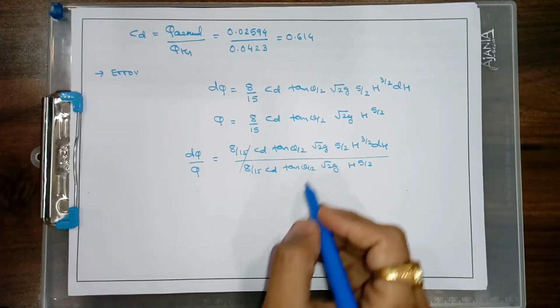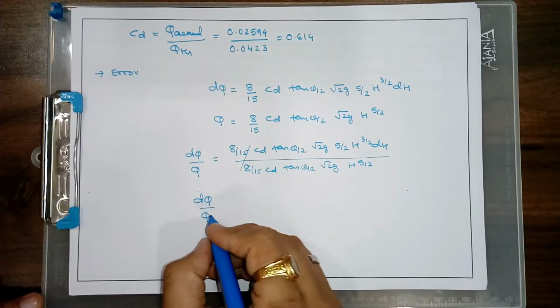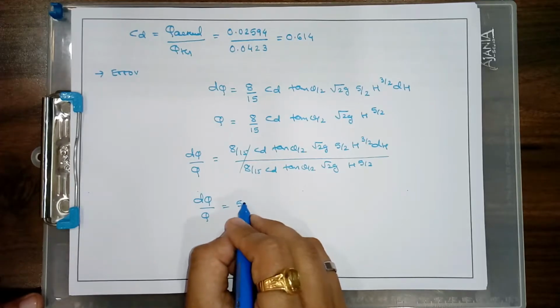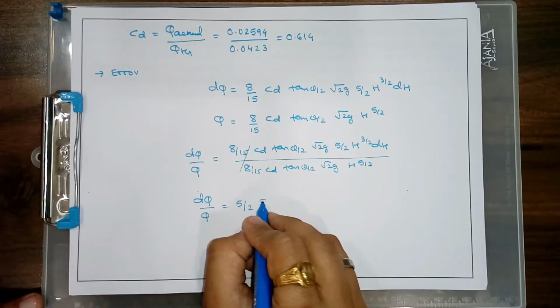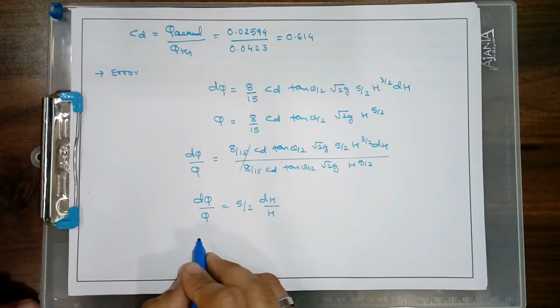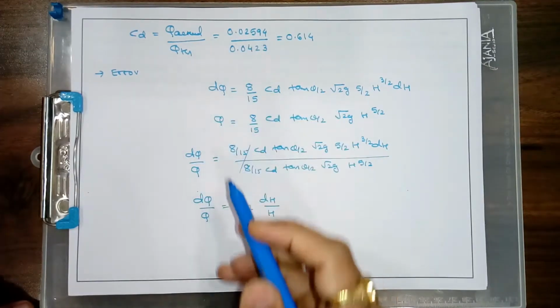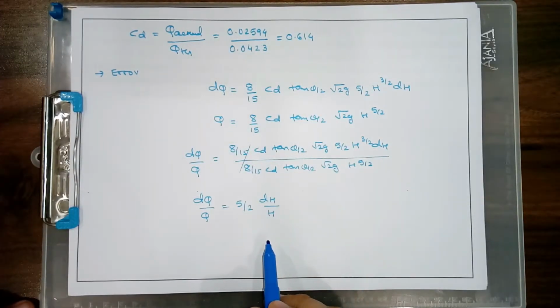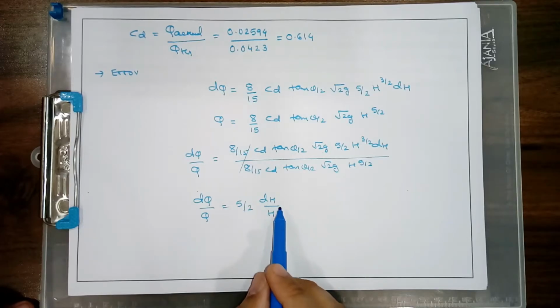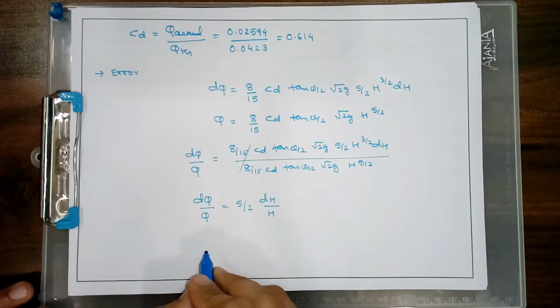So this whole term cancels out, and finally we get dq by q equals 5 by 2 into dh upon h. So now we know the actual discharge that we have calculated, that is 0.02594, the head available is 0.2 meter, and the error in the head measurement is 0.01 meter. From that we get the error in measurement of discharge.